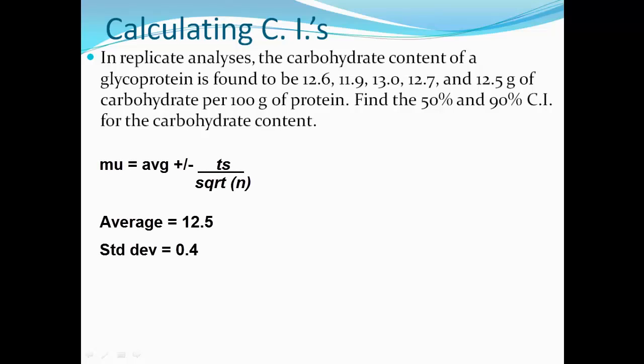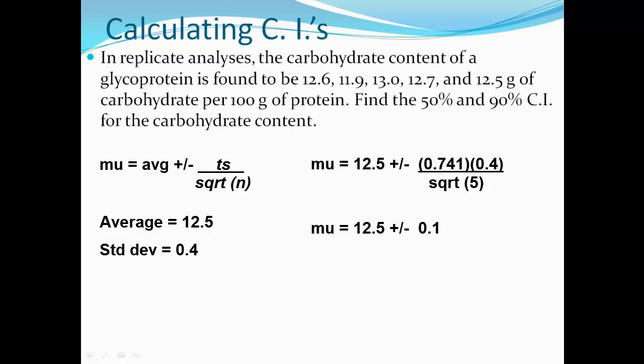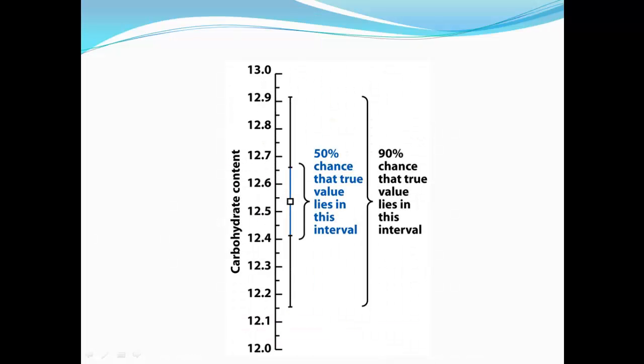So it should look something like 0.741 times 0.4, which is your standard deviation, divided by the square root of 5, the total number of measurements. If you multiply and divide all that out, you should get 12.5, that's your average, plus or minus 0.1. So what does that mean? That means that there is a 50% chance that the true value lies within that interval that you just calculated. So the value could lie anywhere between 12.4 to 12.6.